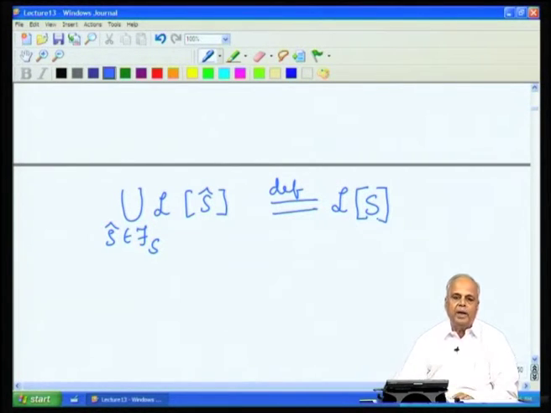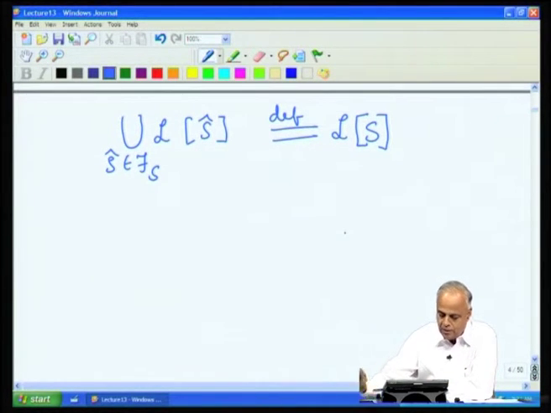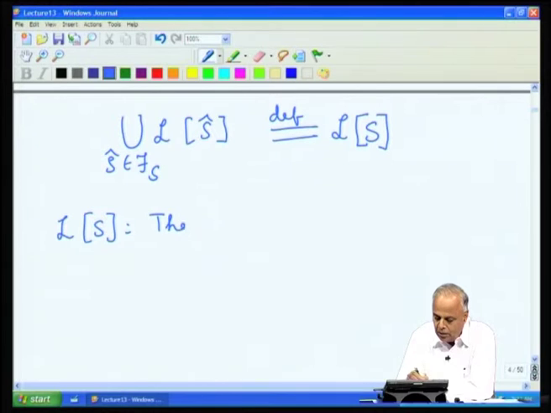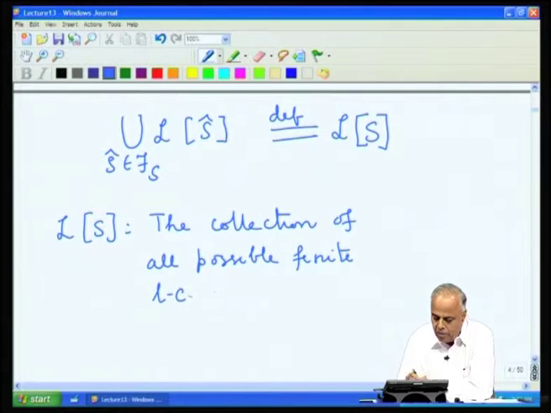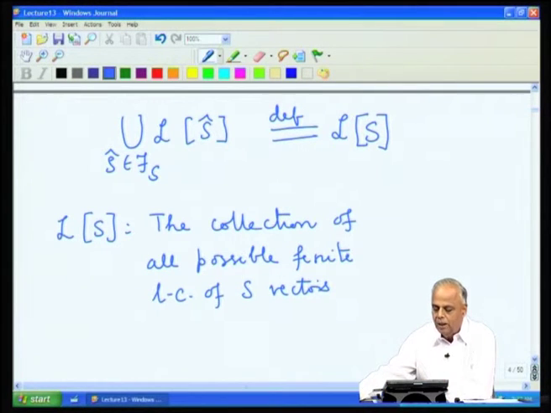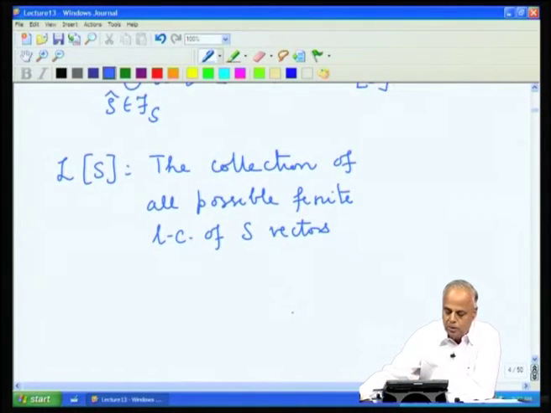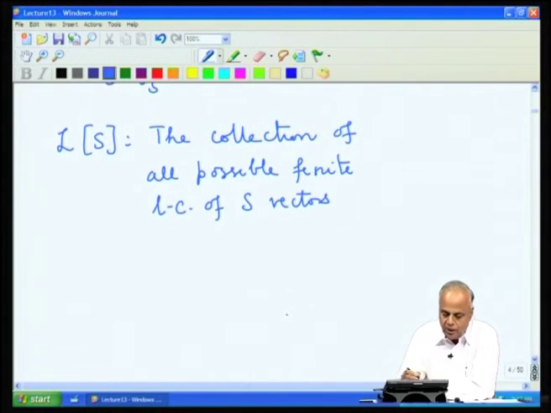So, when S is an infinite set, you take all possible finite subsets of S and look at all the possible linear combinations of these, and we get L(S). It is easily seen that L(S) is actually the collection of all possible finite linear combinations of S vectors. Take only a finite number of S vectors, look at their linear combinations, and do it over all possible finite sets.